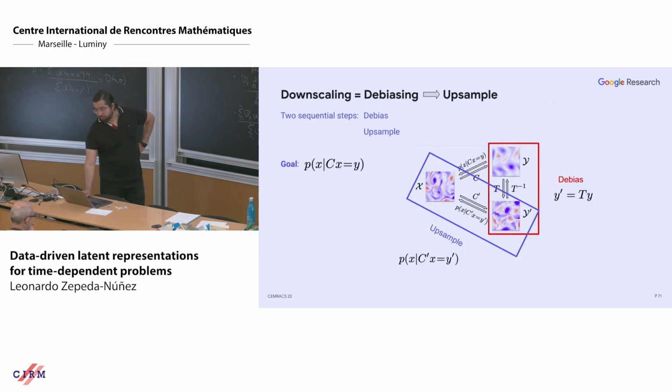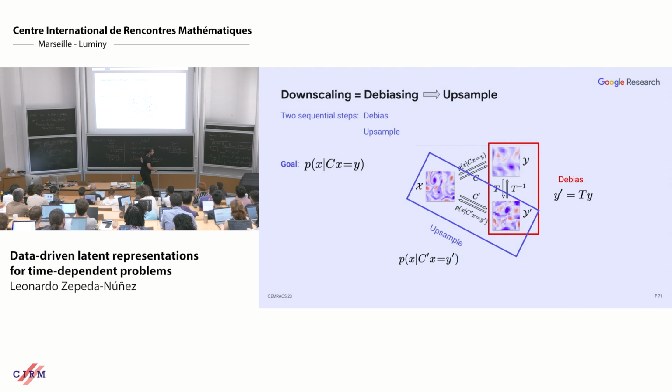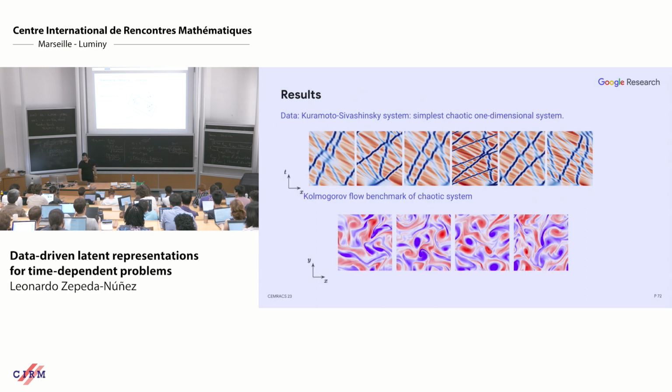And then you have two steps. First, you debias. And then when you have your debiased data, you can just use your probabilistic model to compute samples that look realistic and satisfy the correct statistical properties. So I think that's the next example.